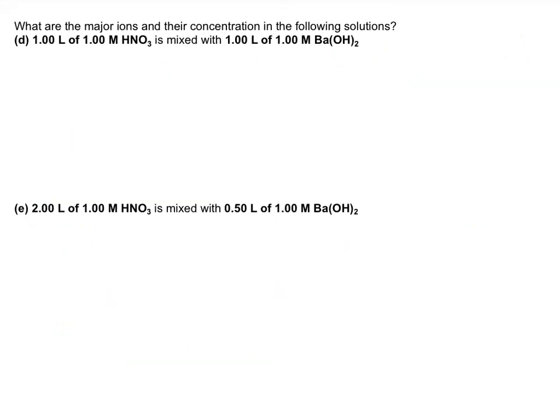Okay, in D we have 1 liter of 1 molar nitric acid, a strong acid, and 1 liter of 1 molar barium hydroxide. Let's write down the reaction equation and look at which one is the limiting reagent. So we have 2HNO3 reacts with Ba(OH)2 to give Ba(NO3)2 plus 2H2O.